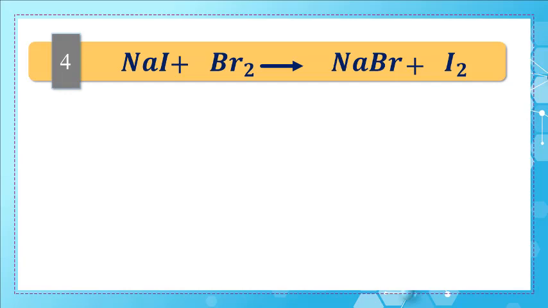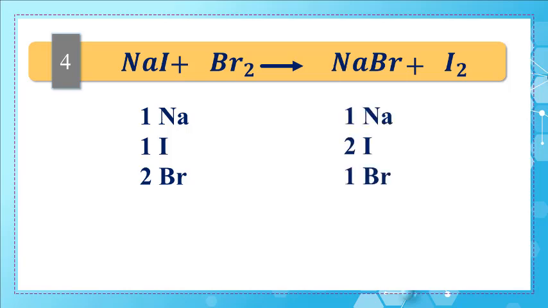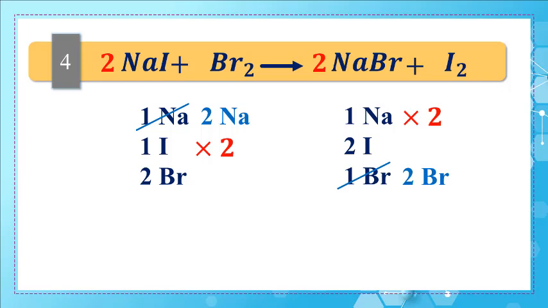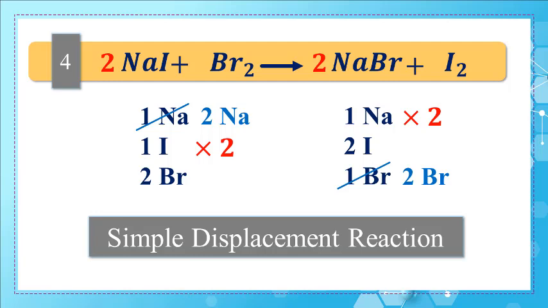The fourth equation is NaI plus Br2 gives NaBr plus I2. In the reactants we have one Na atom, one I atom, and two Br atoms. In the products we have one Na atom, two I atoms, and one Br atom. To balance the number of I atoms, multiply NaI by 2. To balance the number of Na atoms and Br atoms, multiply NaBr by 2. Thus the equation becomes balanced. The type of this reaction is simple displacement reaction.